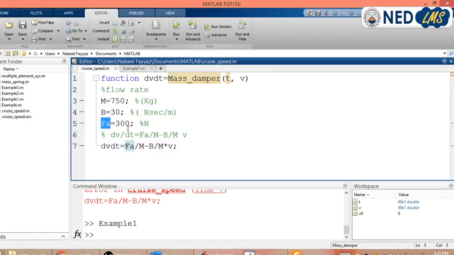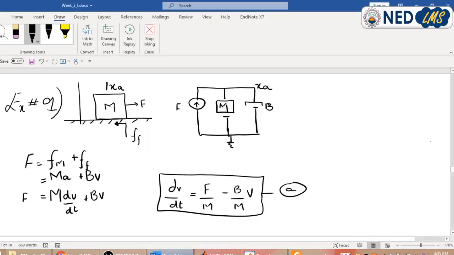A step force means that a 300 Newton force is applied, which is basically of the form of a step. What do I mean by this? This means that we have a 300 Newton force which is applied at time t equals 0, and this value is 300 Newton. Okay, and this is the step force.